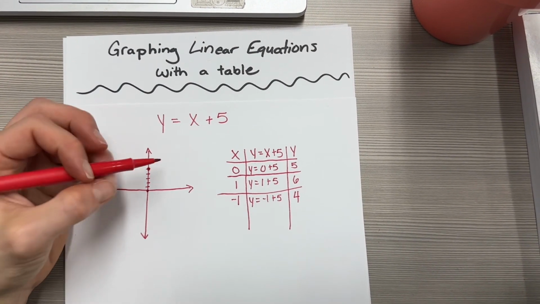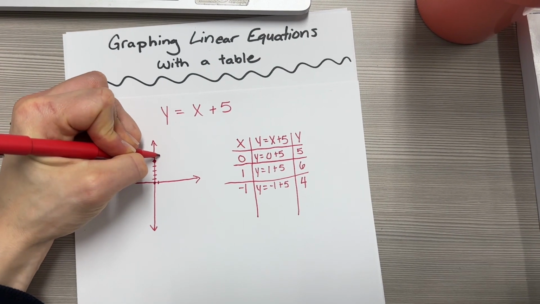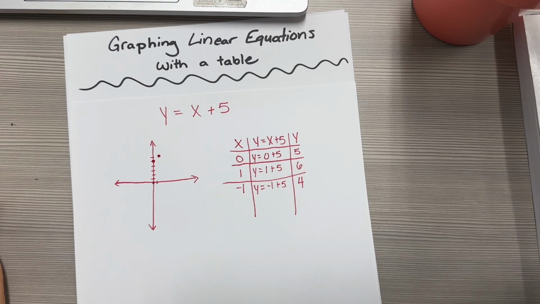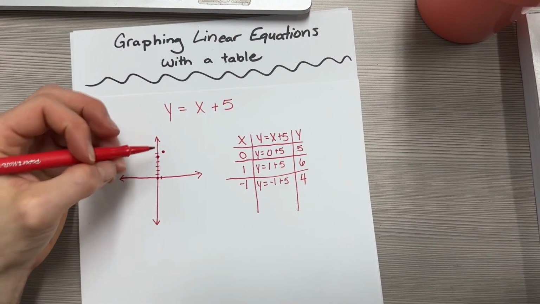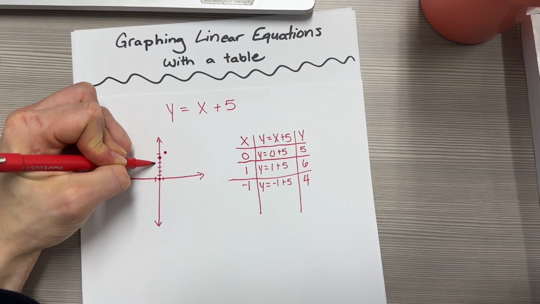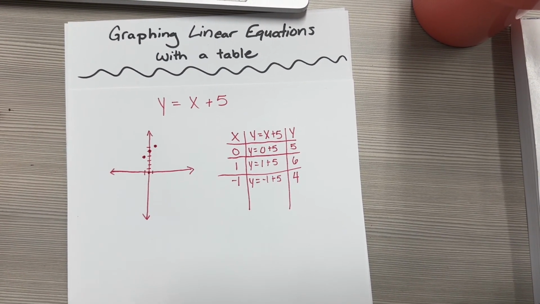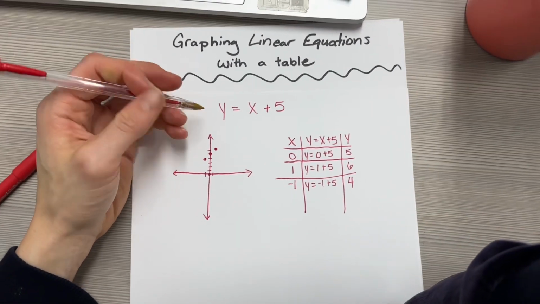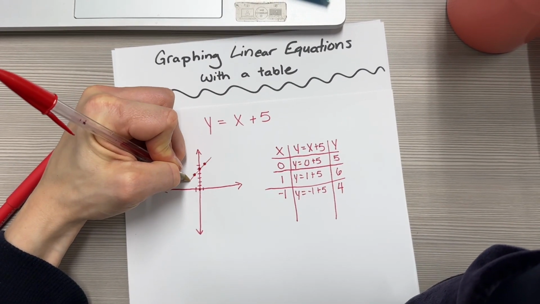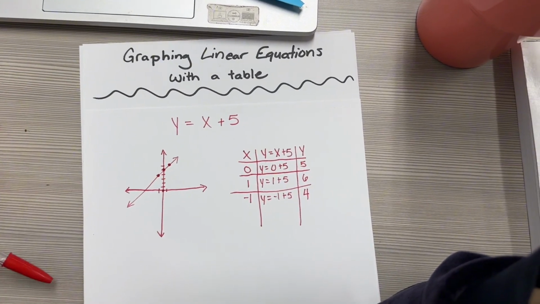Next, we have 1, 6, which means we're going to the right 1, and we're going up 6. So our second point should be about here. Lastly, we have -1, 4, so we're going to go to the left 1, and then go up 4, which would be about right here. From here, we can just connect the dots, forming a straight line. And again, we know it's a linear function because linear just means straight, and so we have a straight line.